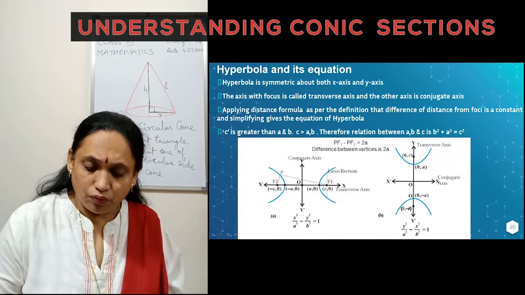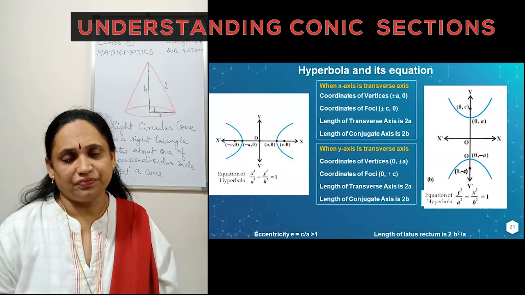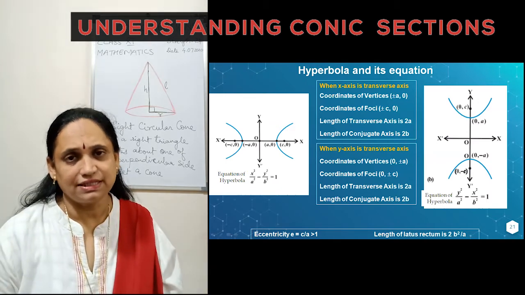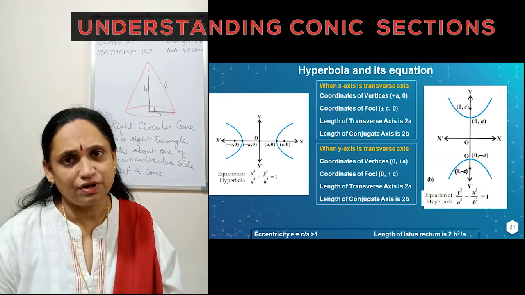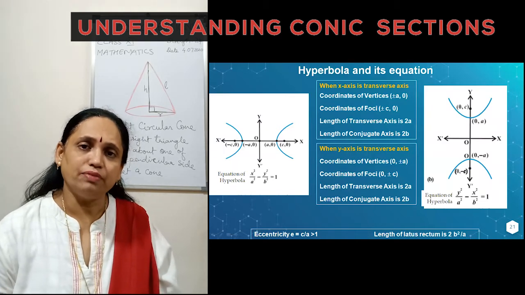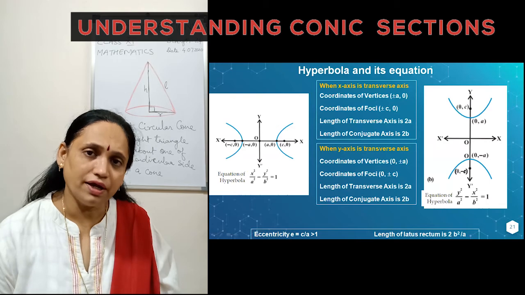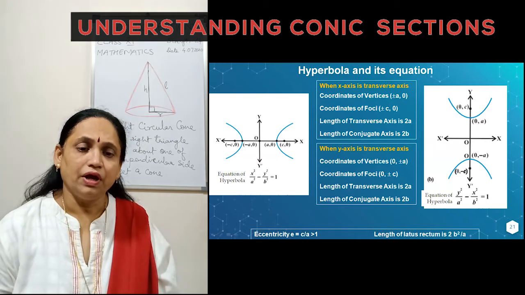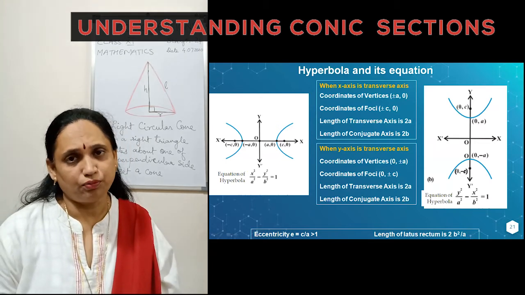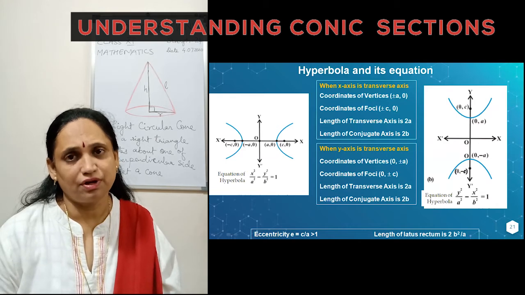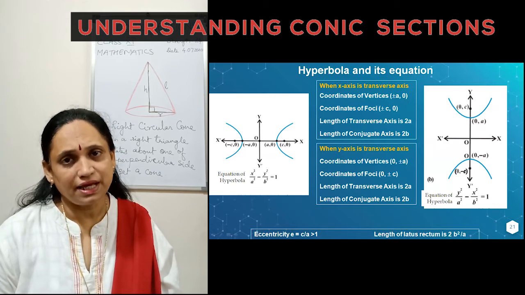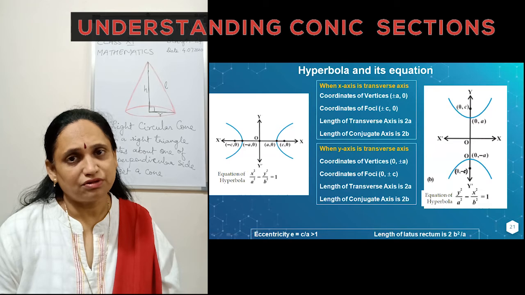Now the next, so what all we have learnt about this figure? The equation of hyperbola when the x-axis is the transverse axis is x square upon a square minus y square upon b square is equal to 1. The coordinates of the vertices are plus or minus a comma 0. Coordinates of the foci are plus or minus c comma 0. And when the y-axis is the transverse axis, the equation of hyperbola is y square upon a square minus x square upon b square is equal to 1. The coordinates of the vertices are 0, plus or minus a. Coordinates of foci are 0, plus or minus c.